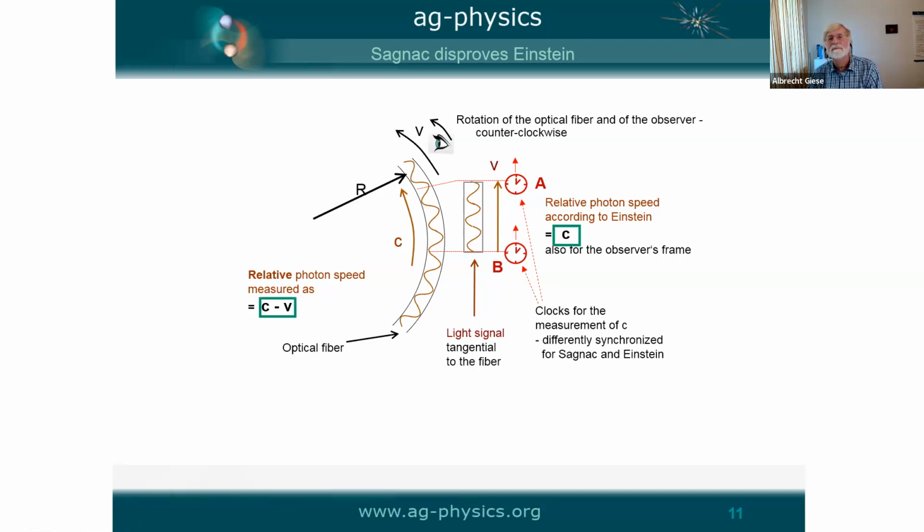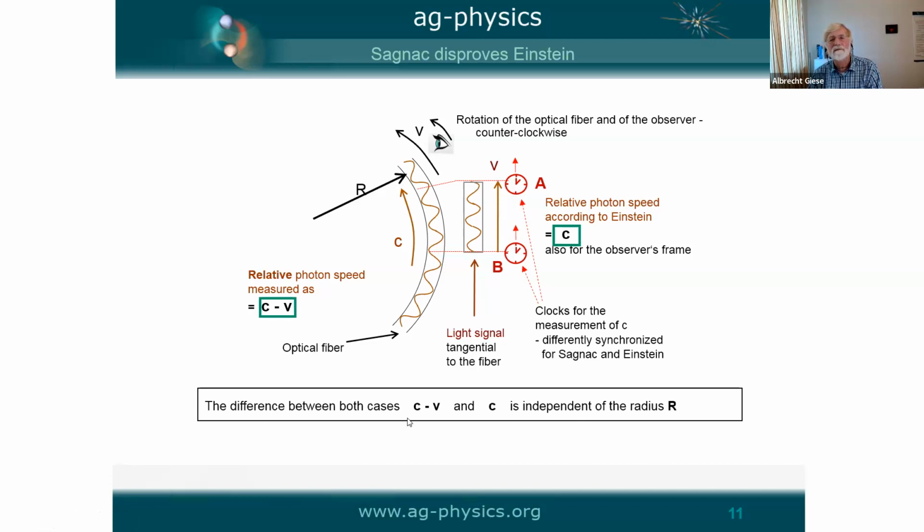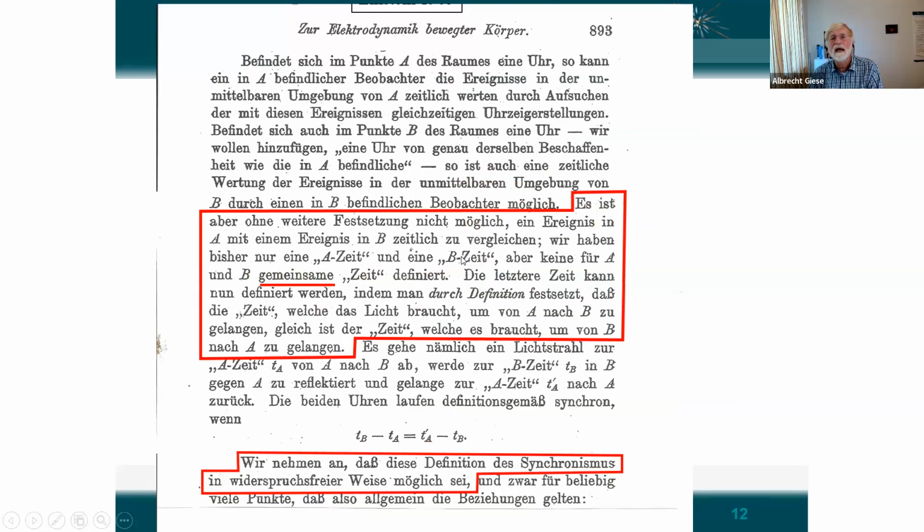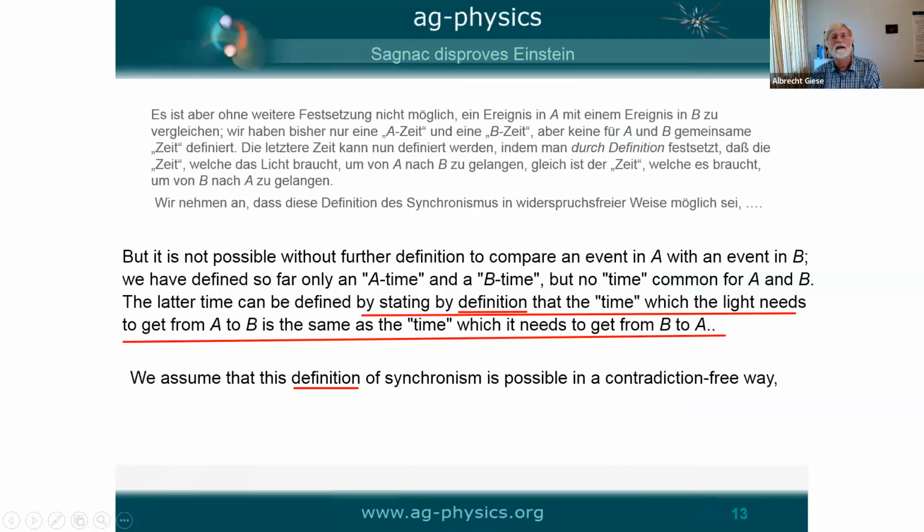So again, the difference between both measurements is independent of the radius. And we have made the transition from the Sagnac case, which is curved, to the Einstein case, where it is straight. Now, Einstein synchronization, that is a problem. This is a facsimile of his famous paper of 1905, where he explains in German how synchronization is done. I have taken it out here in German, and here I have the translation to English.